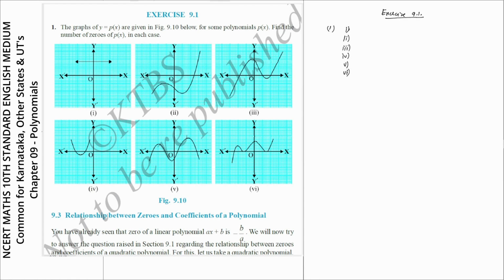Exercise 9.1, question number 1. The graphs of y is equal to p of x are given in the following figure 9.10 for some polynomial p of x. Find the number of zeros in each case. In the first example, this is the given polynomial, and it is not intersecting the x-axis. Therefore the number of zeros for this polynomial is 0. That means there are no zeros. So the answer I am writing is no zeros.